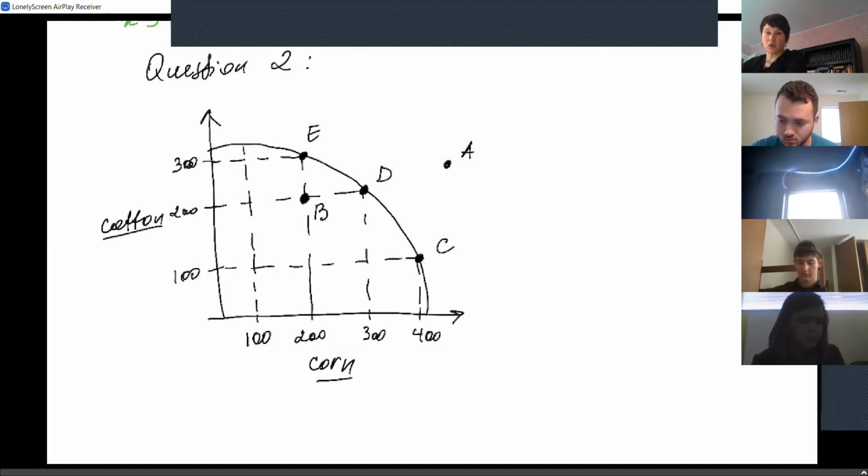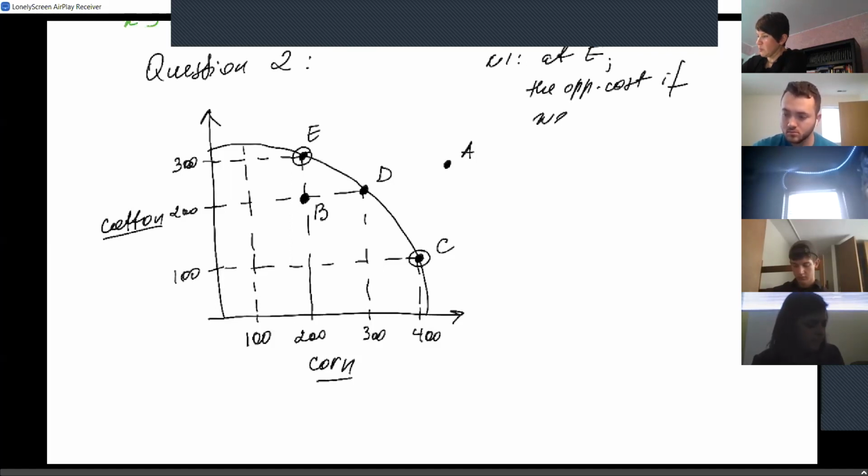This is an excellent question, again, about the opportunity cost. So let's say we are producing at point E over here. What is the opportunity cost of our move to C? If we move to C, what would be our opportunity cost from E to C?